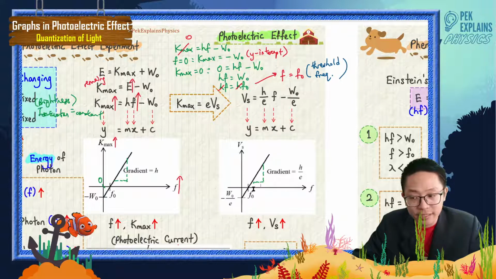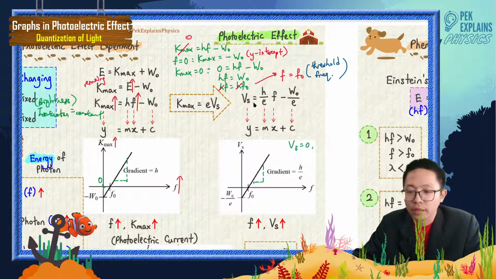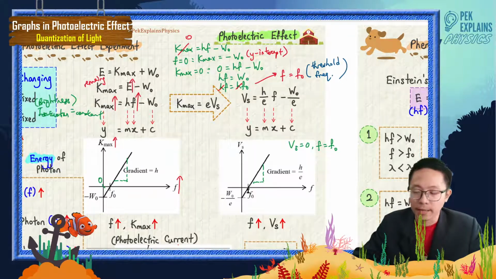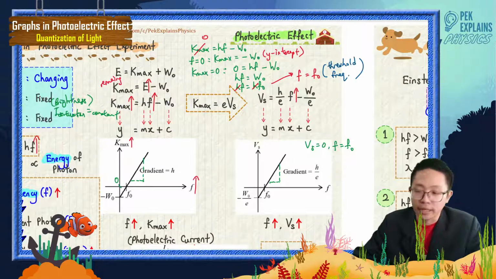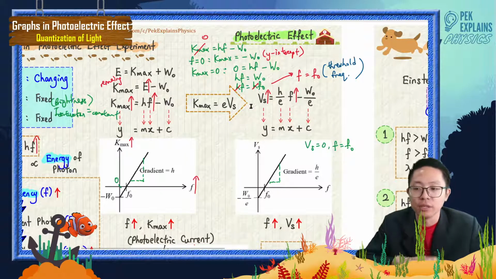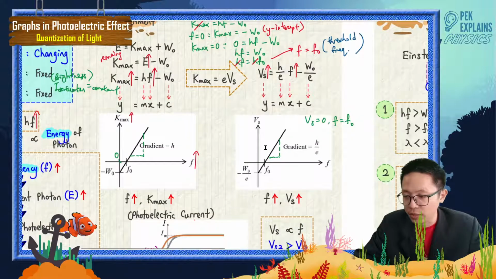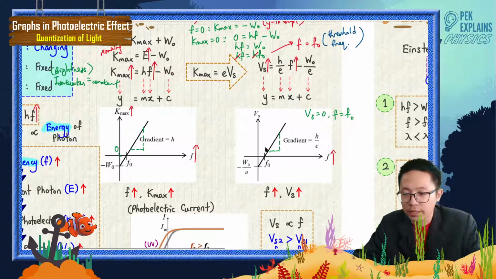So the x-intercept is also f naught. If you do the same thing again, you substitute the stopping potential Vs equal to 0, and you will still find the frequency is the threshold frequency. From this equation we can also see the higher the incident frequency, you need a higher stopping potential to stop the ejected electron, because the ejected electron has high kinetic energy. So higher frequency needs higher stopping potential.